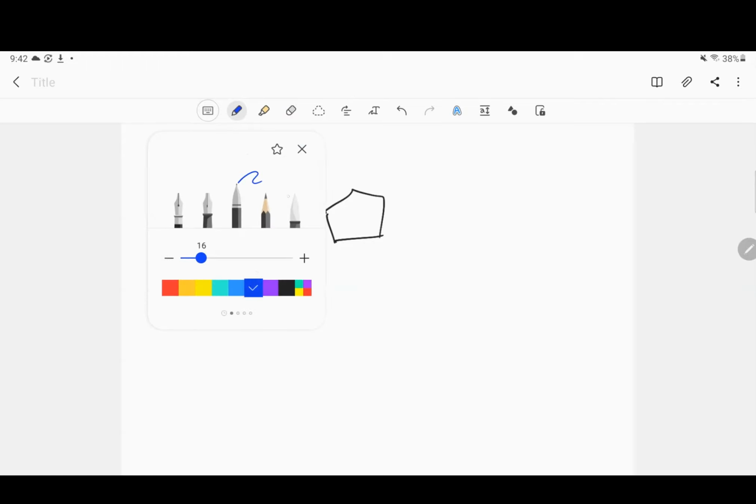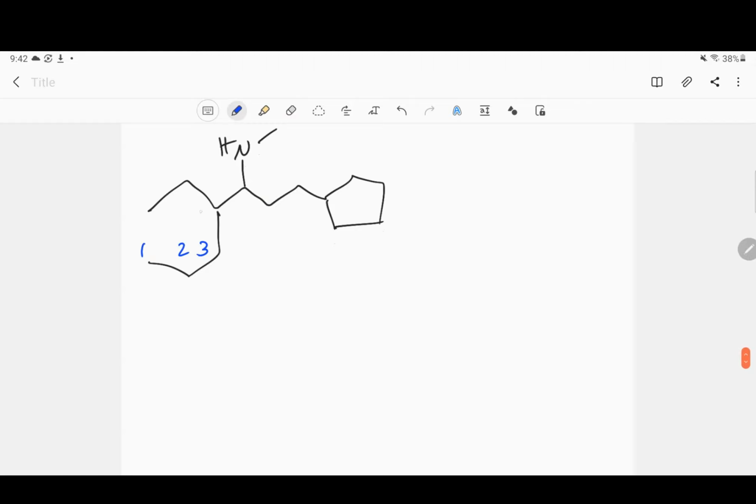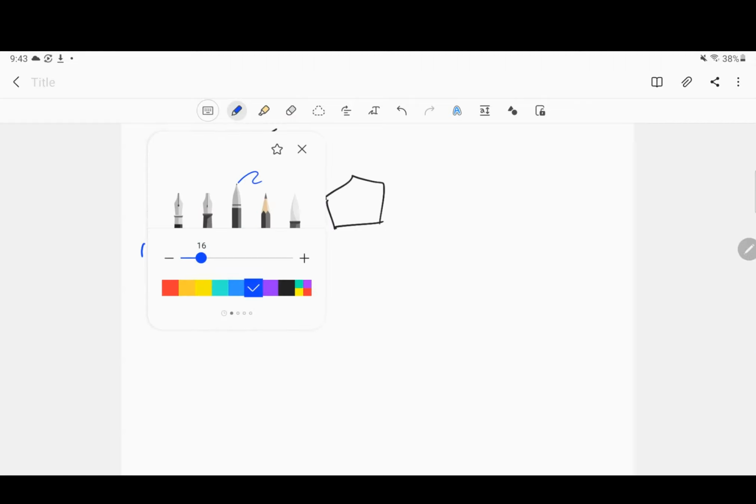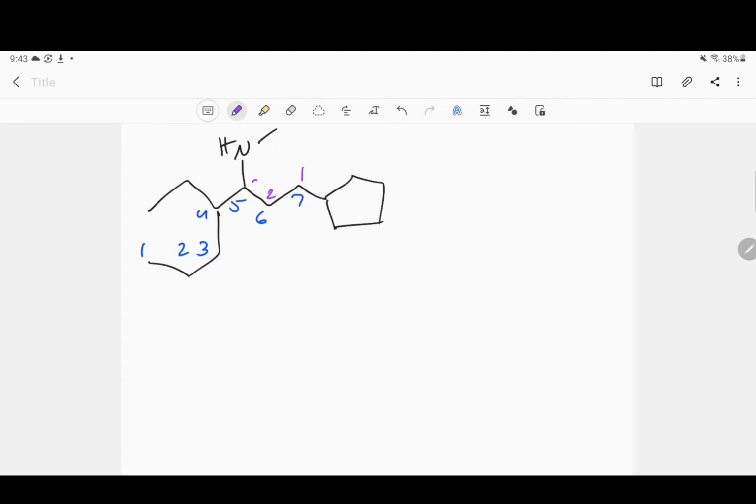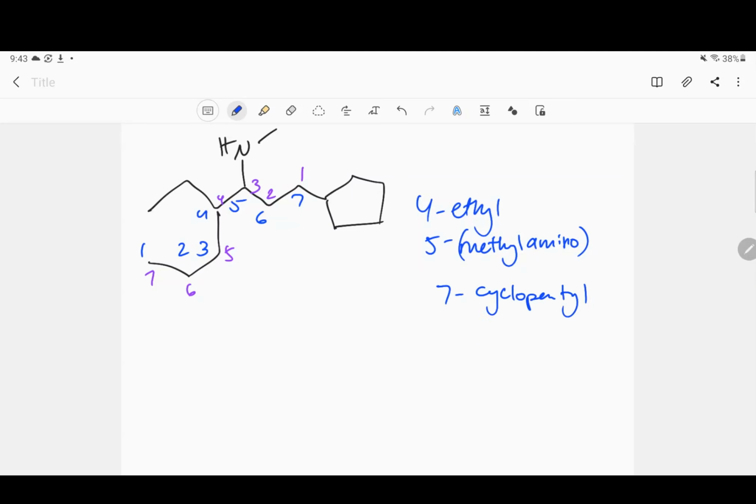Okay, so let's do the blue numbers. We could start here. That would give us our 7 carbon chain, that's the longest one. Or we could do it this way. If we do the blue numbering, I don't know if we're going to do methylamino, or are we doing N-methyl? We can figure that out later. And then 7 would be cyclopentyl, right? So if we number it that way, we end up with 4, 5, and 7 as our locator numbers.